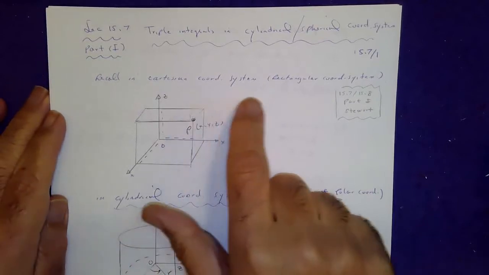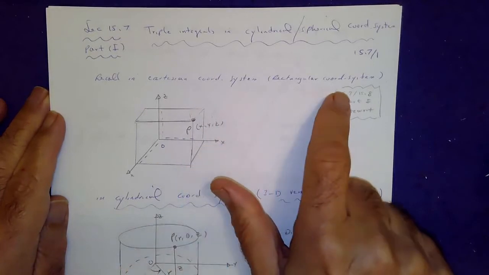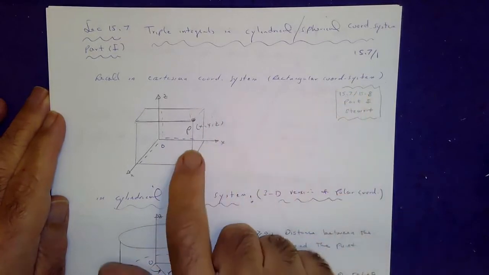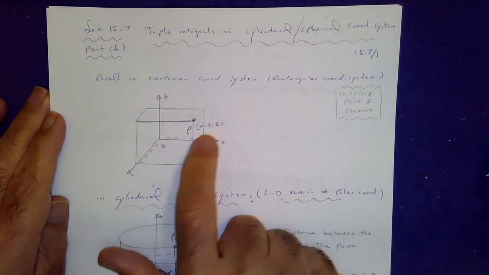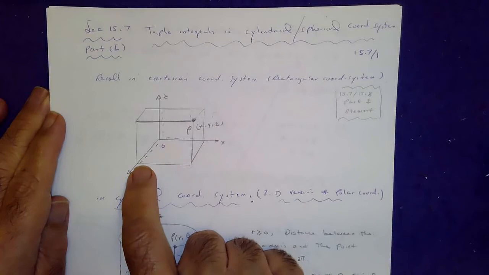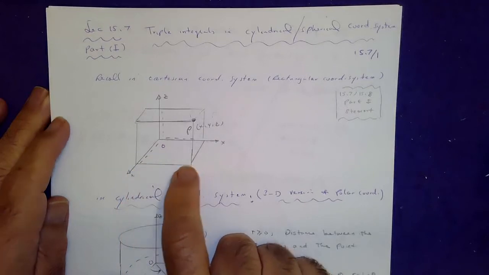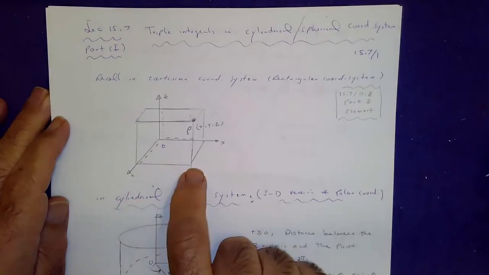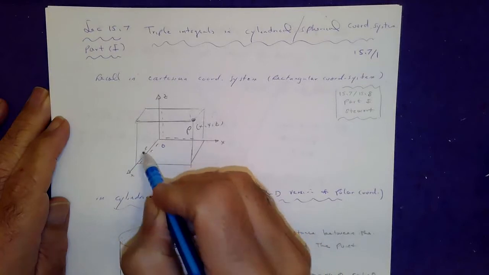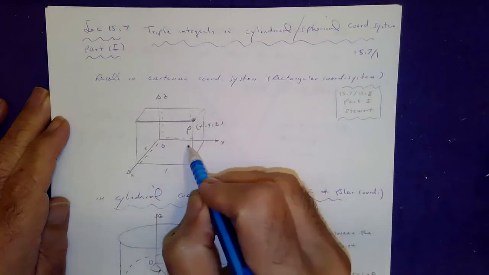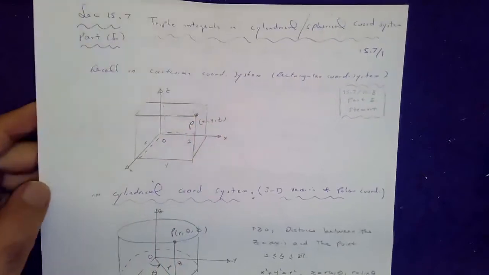If you remember, in the Cartesian coordinate system in 3D, sometimes called the rectangular coordinate system, in order to go from 0 to a random point in space, you had to go x many units along the x-axis, y many units along the y-axis, z many units along the z-axis to get from the origin to the point.